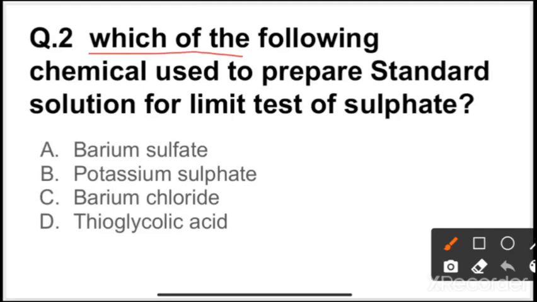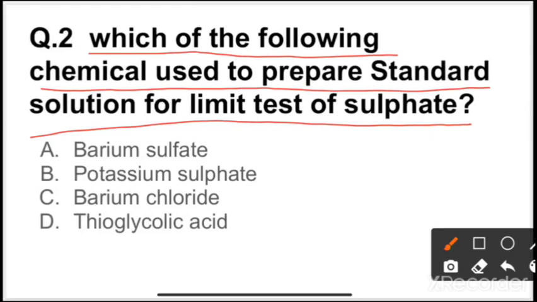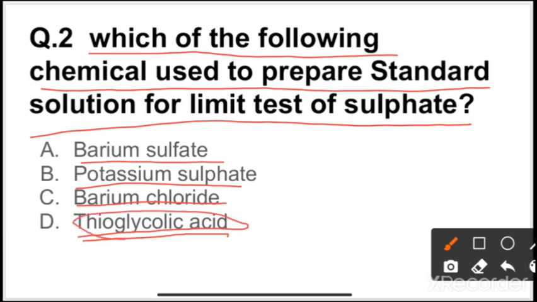Second question is, which of the following chemicals is used to prepare standard solution for limit test of sulfate? Option A is barium sulfate, B is potassium sulfate, C is barium chloride and D is thioglycolic acid. Thioglycolic acid is used as a chemical reagent for the limit test of iron, so it is incorrect. Barium chloride is used as a chemical reagent for the sulfate limit test, but not to prepare the standard solution for limit test of sulfate, so it is also incorrect.